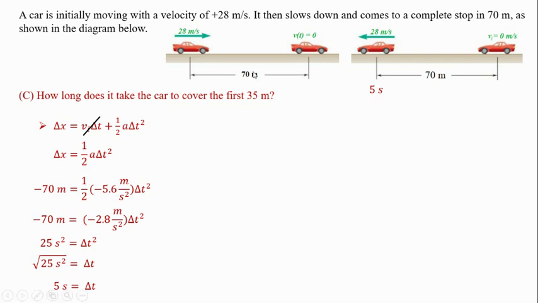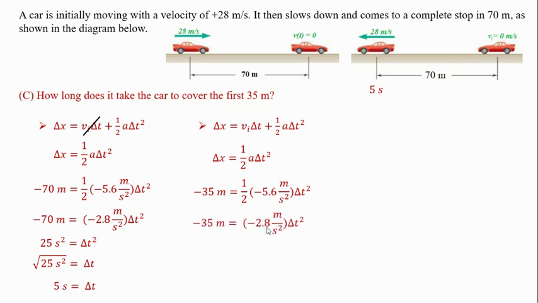It asked for how much time is covered from 0 to 35. So therefore, what I can do now in this diagram that I flip, I can actually find how much time it takes to go from 0 to 35 leftward. So if I do that, my VI once again is 0, but this time my delta x is going to be negative 35. A is still the same, negative 5.6.